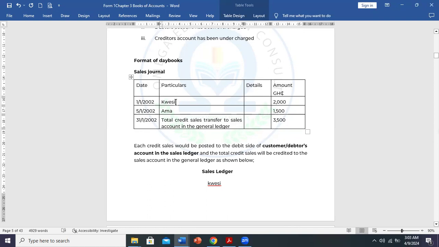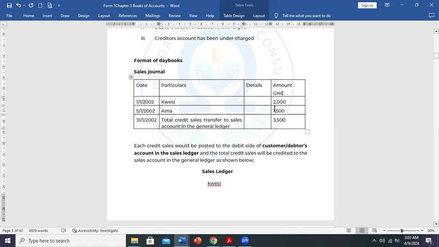So that's the date, right? Because remember, this book only records credit sales, and credit sales will bring debtors to the business. So we see here is a debtor, and we put the amount there. On the 5th, we also sold goods to Amma, so Amma, and then we put the amount there.